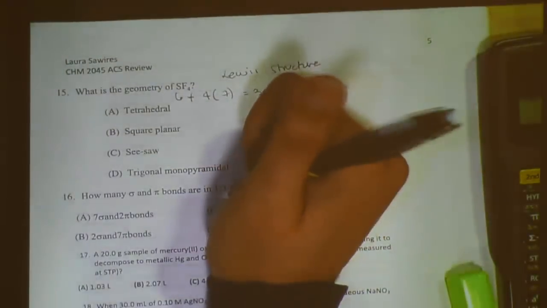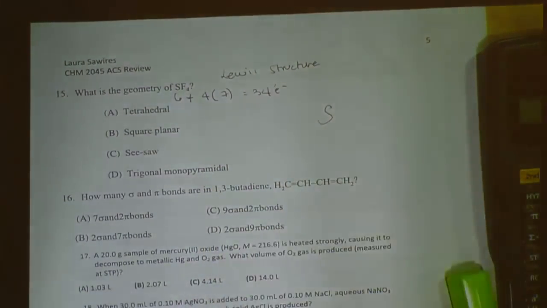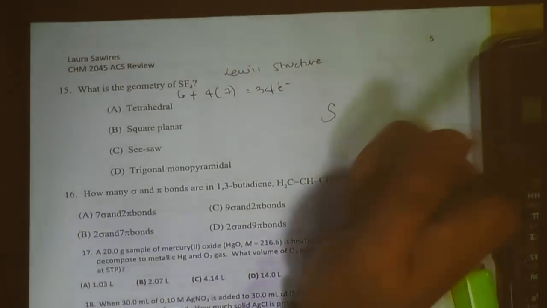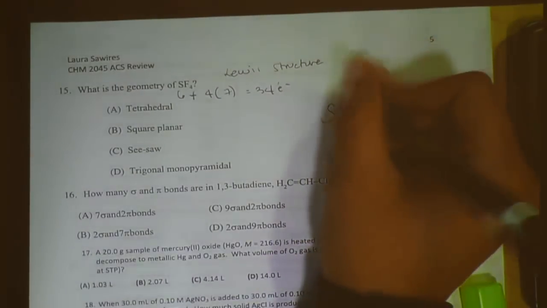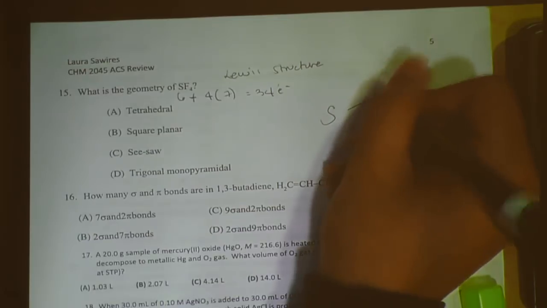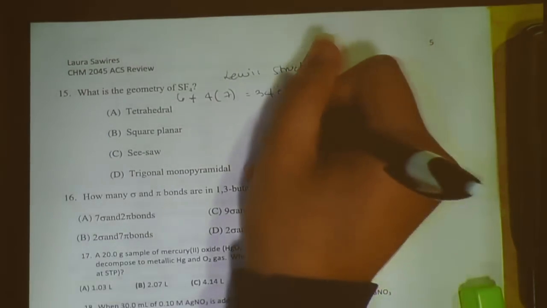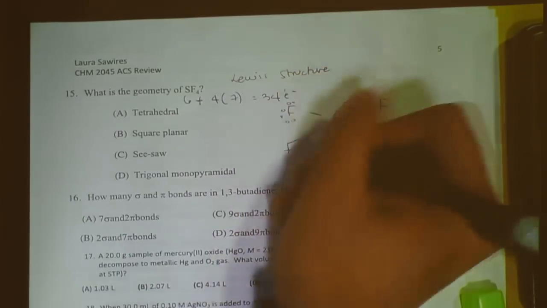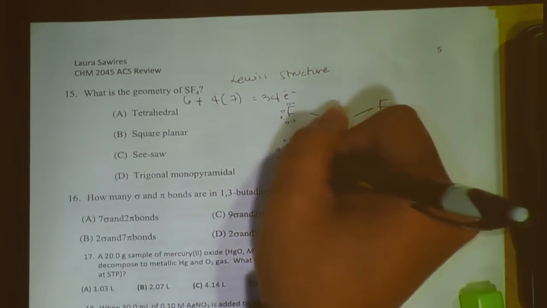Obviously, since I only have one S, it's going to be in the middle. S is one of my exceptions that can exceed the octet, so it can have more than 8 around it. I have 4 Fs. So I have 1, 2, 3, 4, 5, 6. 1, 2, 3, 4, 5, 6.